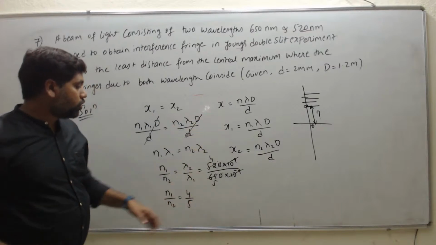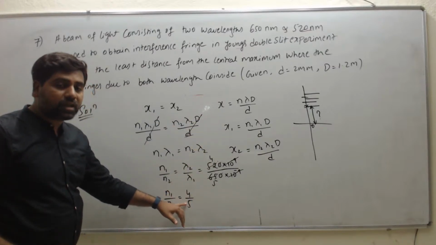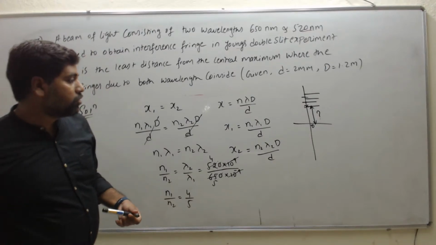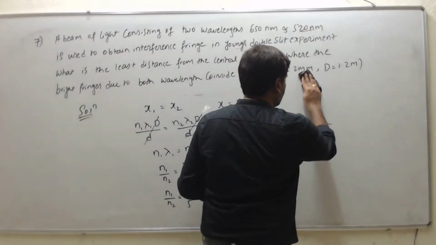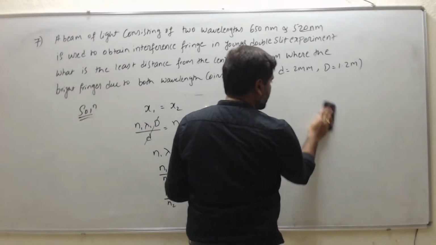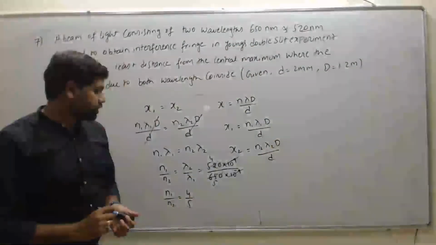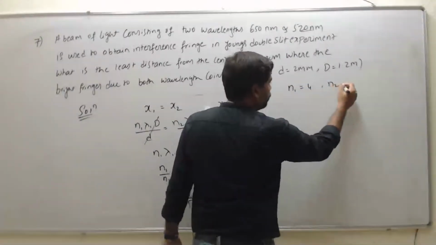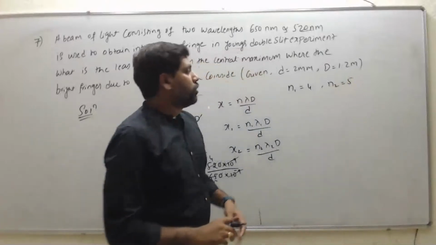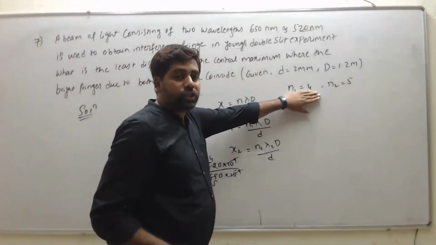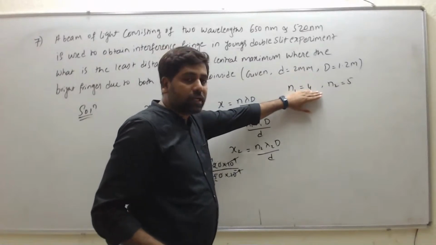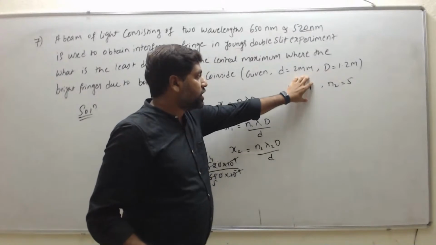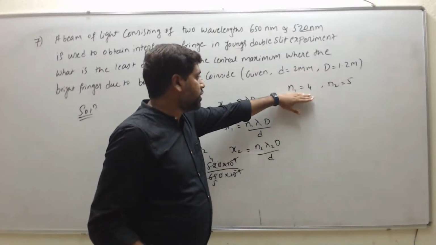So here these two are coinciding. So is 4 the least or 5th the least? Here the least one is the 4th. That's why we have taken n equals 4. The least distance we are going to calculate is at the fourth position. That is, here we get n1 equals 4, n2 equals 5. If we observe, n1 is the position, that is 4 from the central band, and 5 is the position from the central band. So 4 is nearer to the central band.